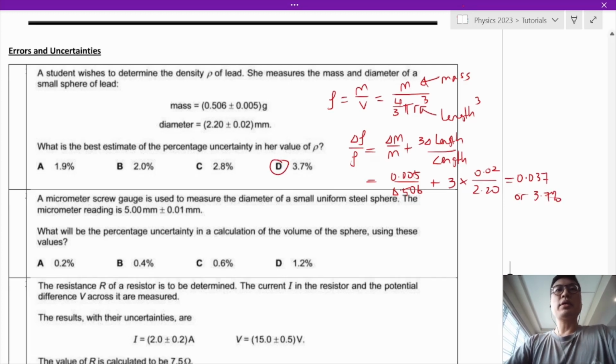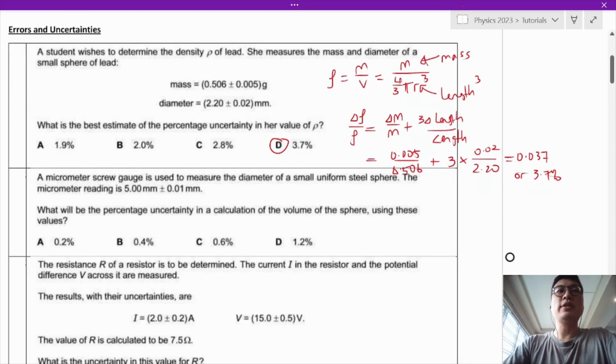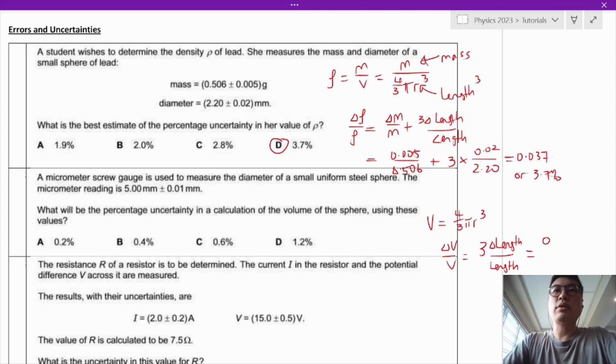Next, a micrometer screw gauge is used to measure the diameter of a small sphere. The micrometer reading is shown. So once again, the volume will be 4 over 3 pi r cubed. So the percentage uncertainty in the volume will be 3 times the percentage uncertainty of whatever length measurement is used to determine the volume of the sphere. So that will be 0.01 over 5.00 times 3. And the answer will be 0.6%.